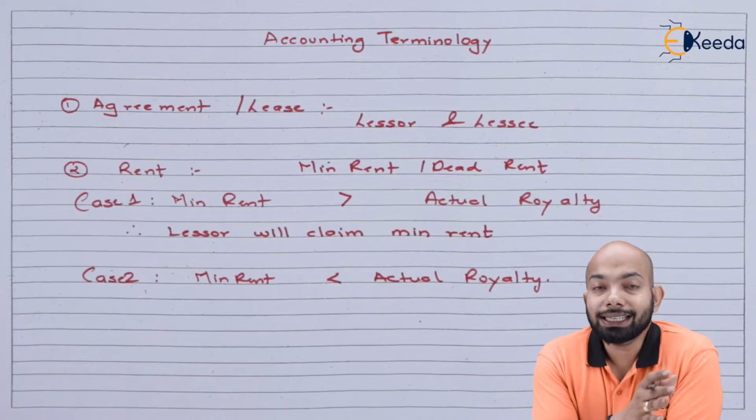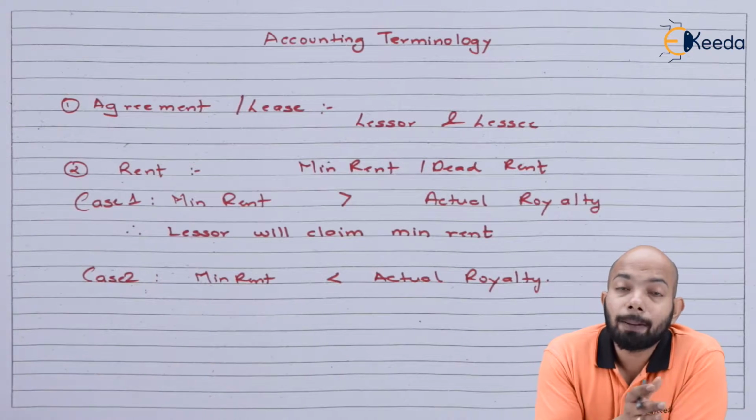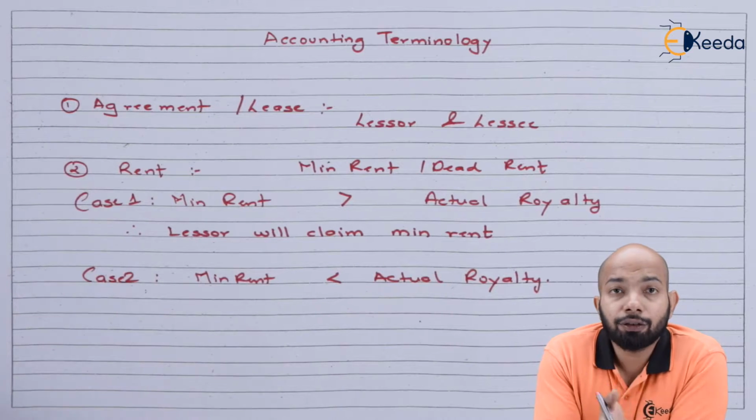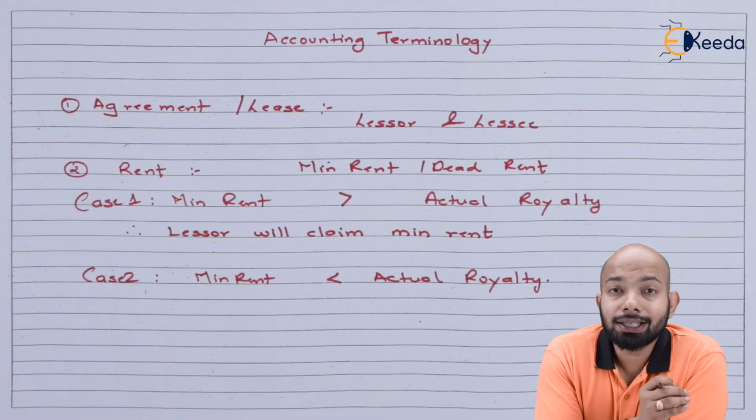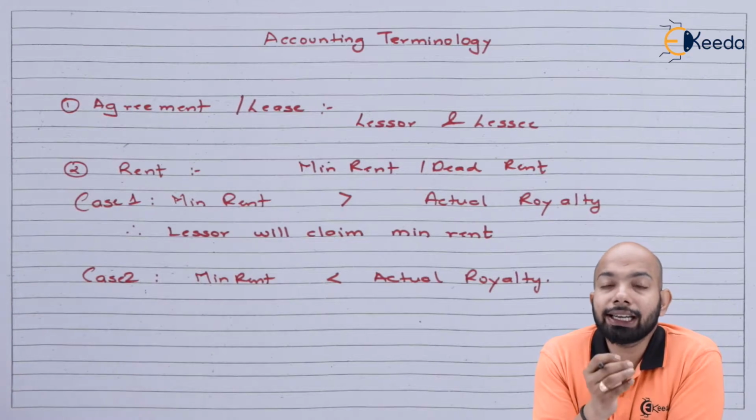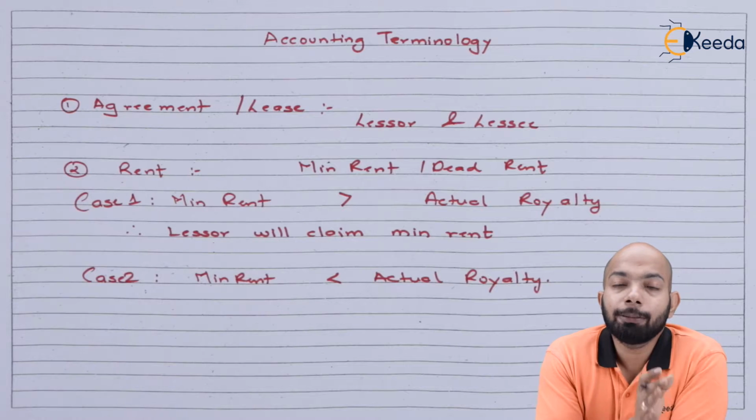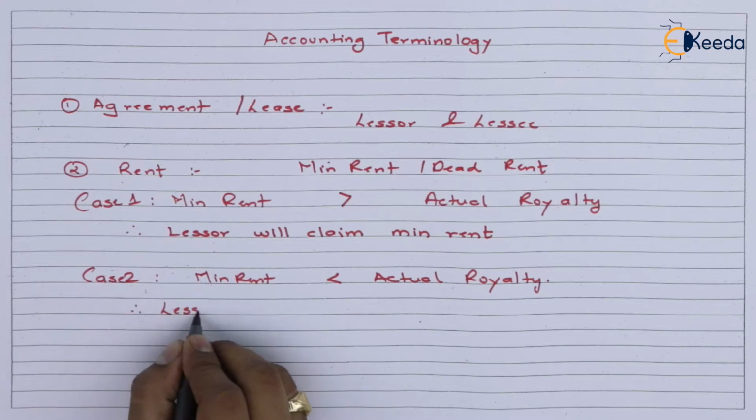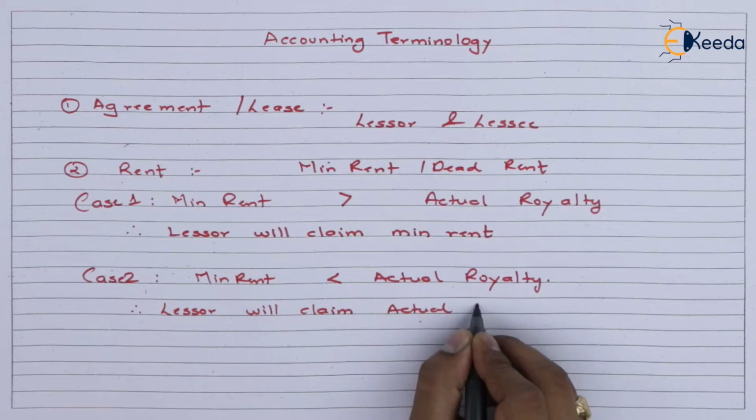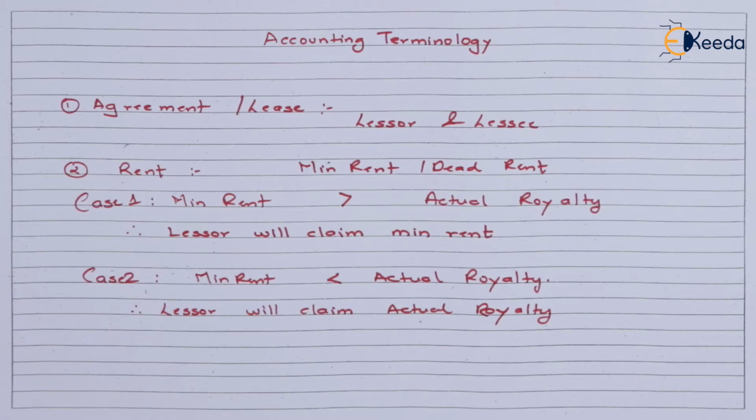Now the next case is where minimum rent is less as compared to the actual royalty. That means they've earned more royalty. Then in that scenario, the lessor will claim actual royalty. So to give you a gist, whichever is higher will be claimed by the lessor. Here the lessor can be a landlord as well, so we can mention that the landlord will claim either of these amounts.